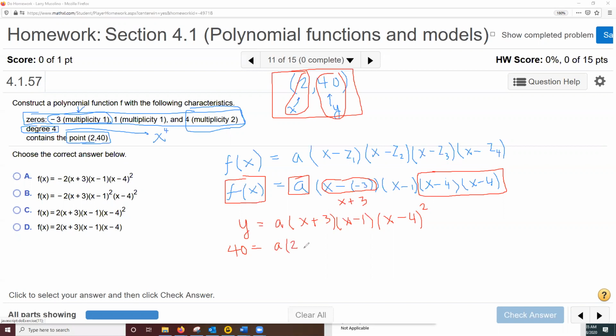So this is going to be a(2 plus 3), a(2 subtract 1), and a(2 subtract 4) squared. All right, now I'm just going to work out these parentheses. This is going to be 40 equals a times the first parenthesis, which is 5, the second parenthesis, which is 1, and this third parenthesis is a -2 squared, which is 4.